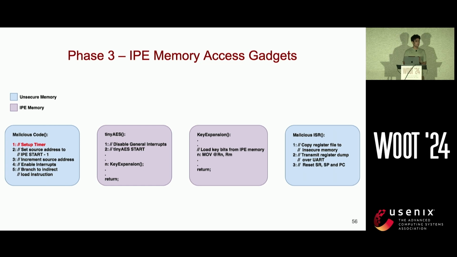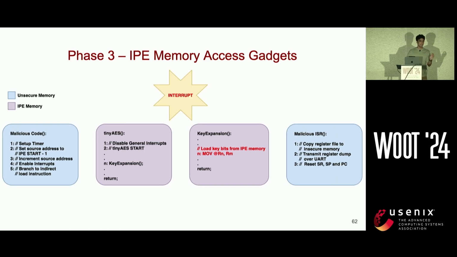Again, we set up the timer module, but with the fixed timer count this time set to fire an interrupt after the execution of our targeted indirect load instruction. We set the source register of the indirect load to 1 word below the IP segment start, increment it to point to the start of the IP segment, enable interrupts followed by a branch to the indirect load instruction inside the IP zone. The indirect load instruction completes execution, boom, interrupt.